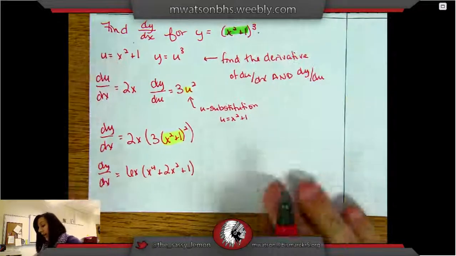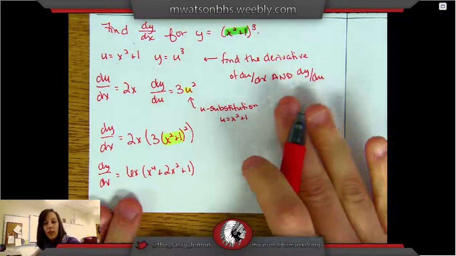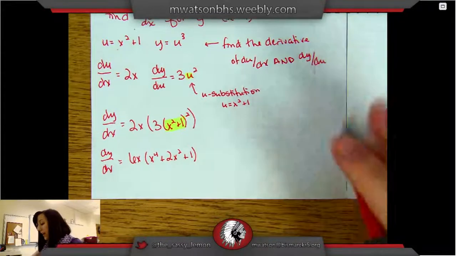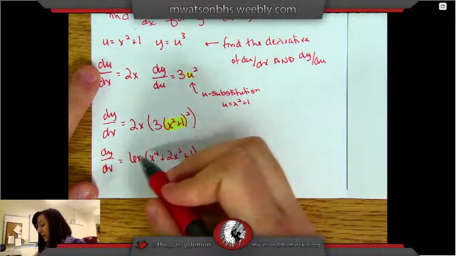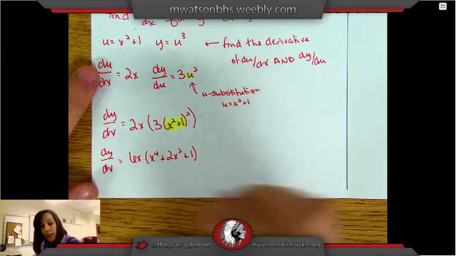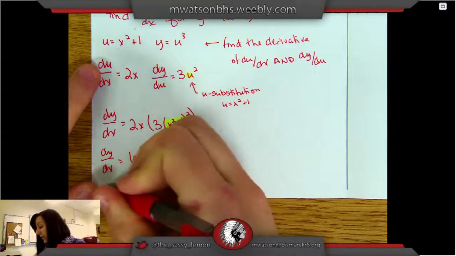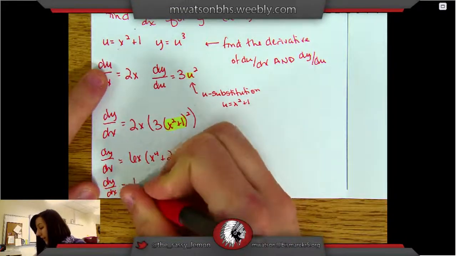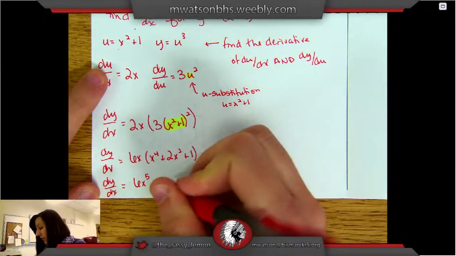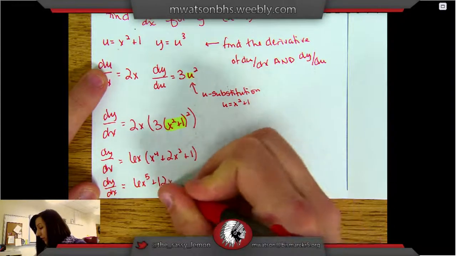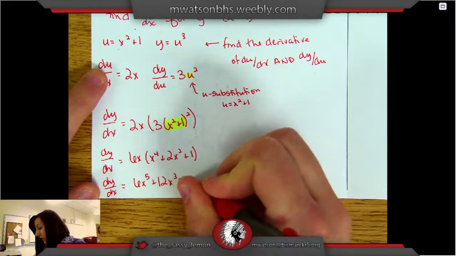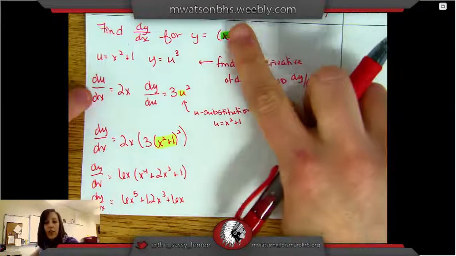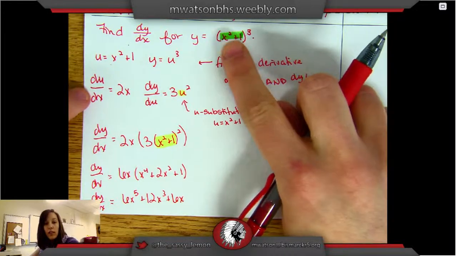And again, if you're not good at double distributing, you need to do that work off to the side over here. And then our very last step in this algebraic cleanup is to distribute the 6x to the parentheses, and we will be done. So the derivative, dy over dx, is 6x to the 5th plus 12x to the 3rd plus 6x.